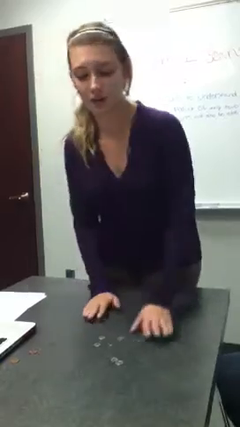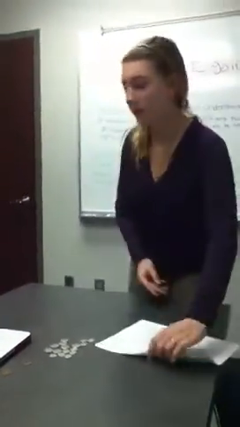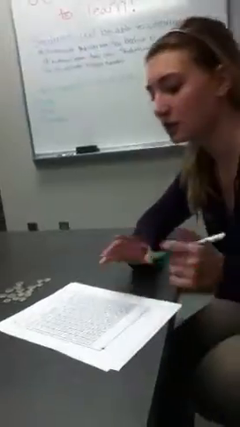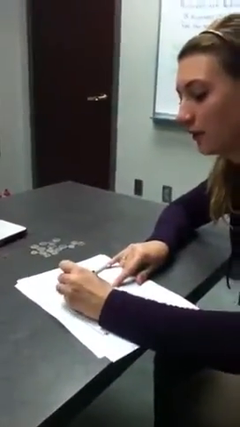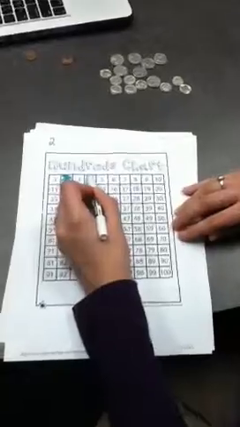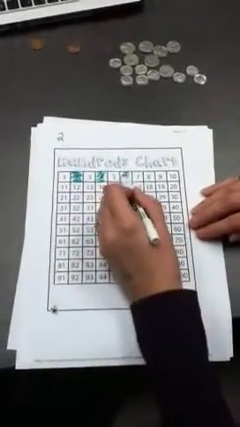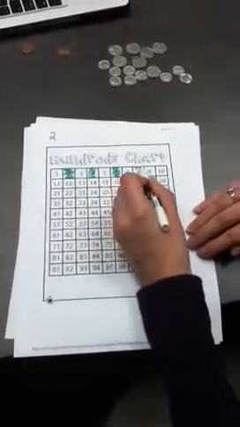Okay, so now that I've gone over that, let's try our 100 charts. We are going to color in the multiples of 2 on here. We're going to start with 2 because 2 times 1 is 2, and that is a multiple of 2. Now the next multiple is 4, 2 times 2 is 4. The next multiple is 6, 2 times 3 is 6. 2 times 4 is 8.